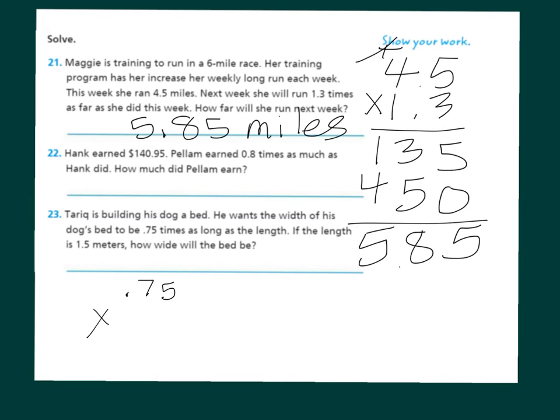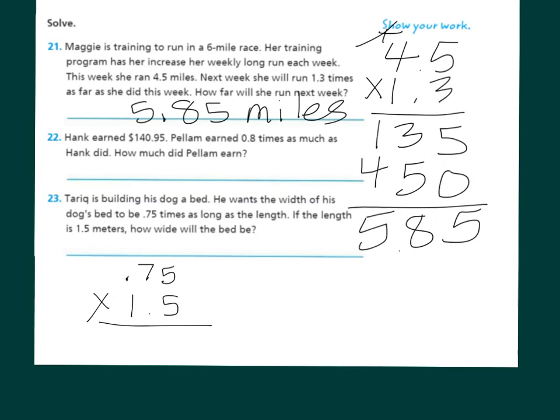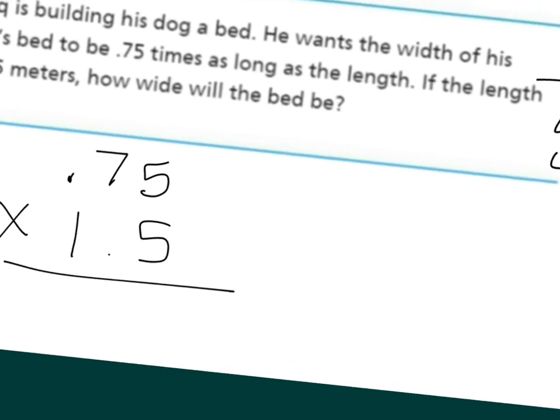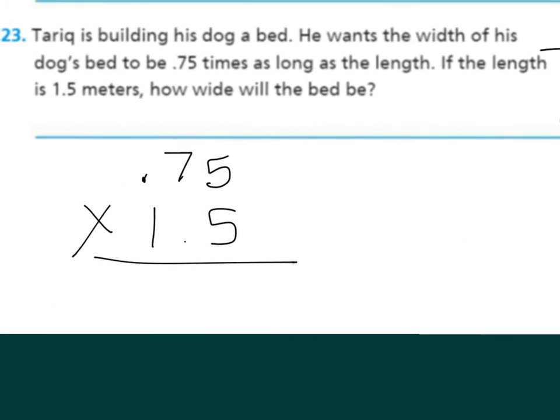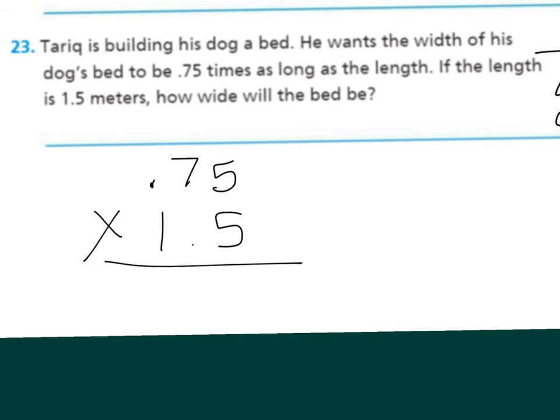75/100 times 1.5. We still want to make sure that we're aligning everything, like we said before. So 5 times 5 is 25. 5 times 7 is 35, plus 2 is 37.